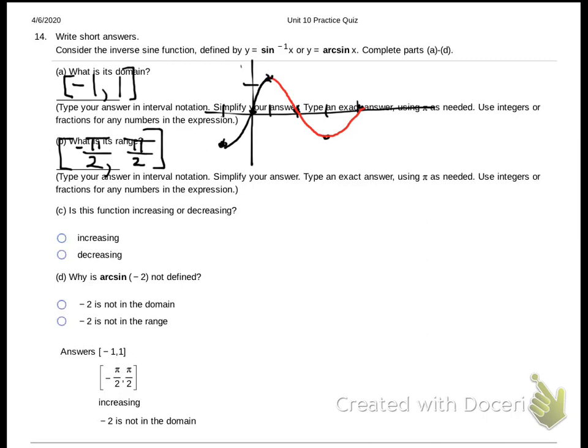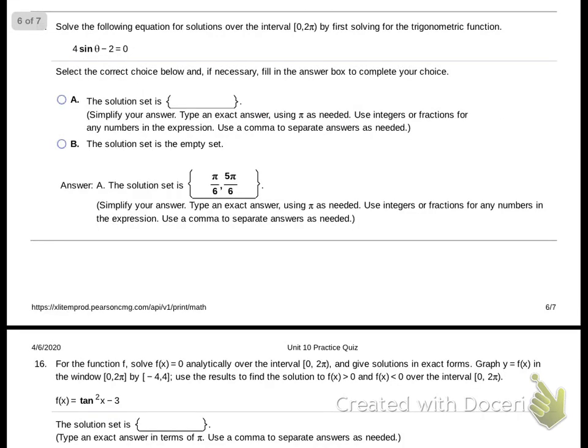When we look at the graph of the inverse sine, it looks like this, and it is definitely increasing. Again, just reference your word wall. And then for this part D, negative 2, this is the domain for the arc sine, and it is not included in the domain. It only goes from negative 1 to 1.